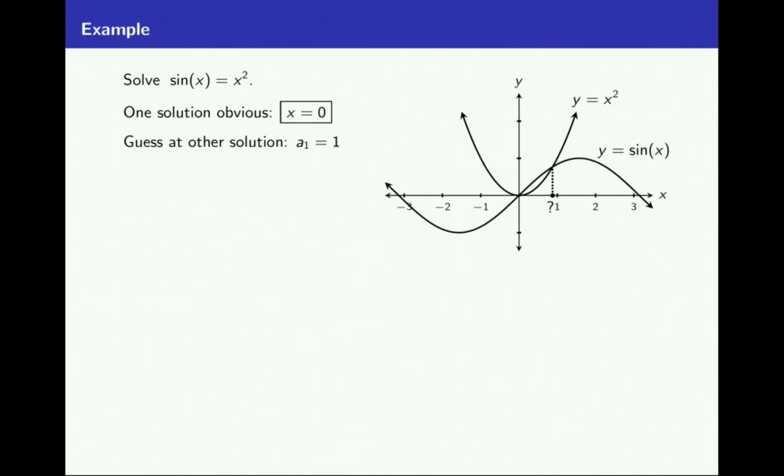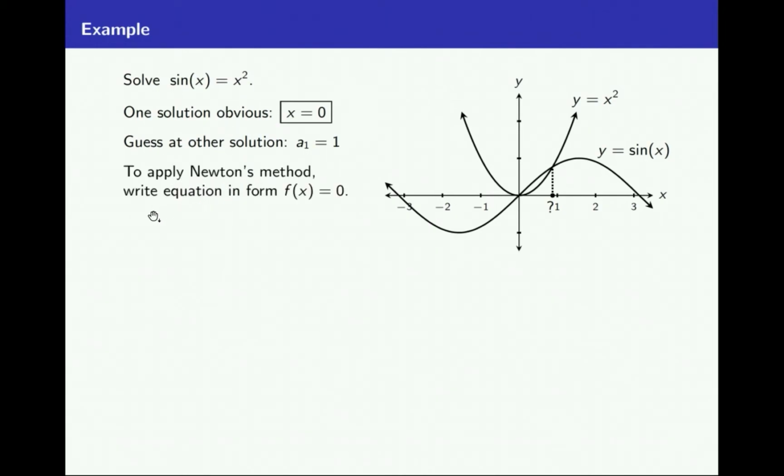In applying Newton's method, we have to apply it to an equation of the form f of x equals 0. That's the way Newton's method is set up. But notice we don't have that here. It's sine of x equals x squared, not f of x equals 0.